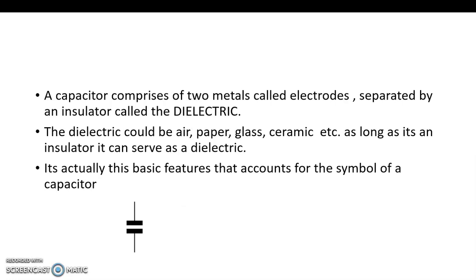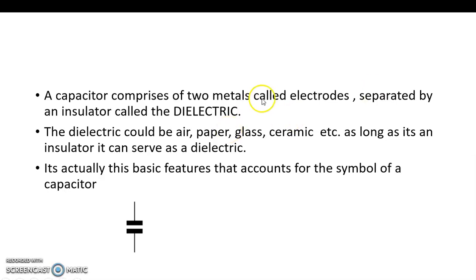A capacitor comprises two metals called electrodes, separated by an insulator called the dielectric. The dielectric could be air, paper, glass, ceramic, etc. As long as it is an insulator, it can serve as a dielectric. It's actually these basic features that account for the symbol of a capacitor.